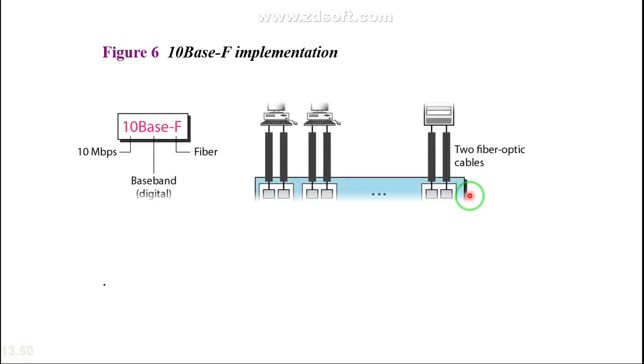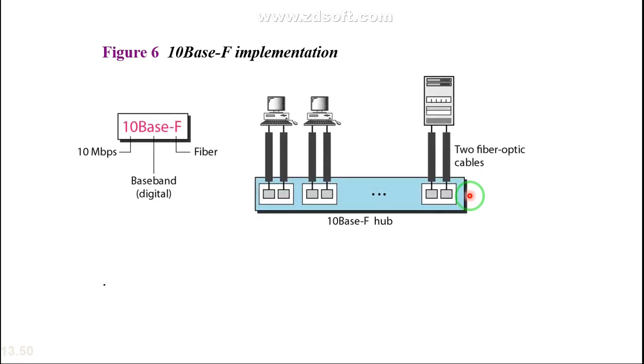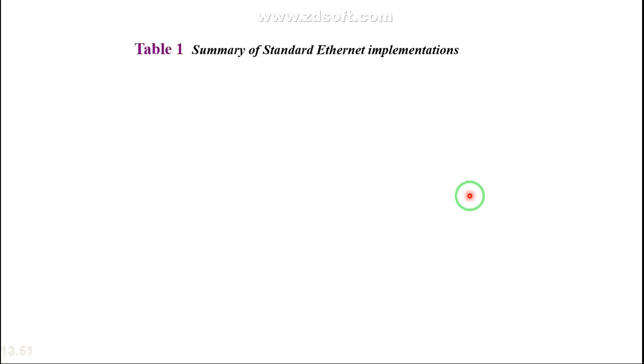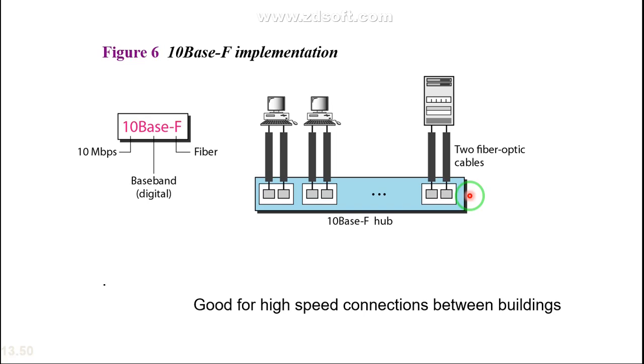And the last implementation is your 10BaseF. F stands for fiber Ethernet. Although there are several types of optical fiber 10 Mbps Ethernet, the most common is 10BaseF. It uses a star topology to connect your stations to this hub. And you can see in your campus, that is good for high speed connections. Basically, nowadays in buildings or in your areas, they use fiber optic cables.